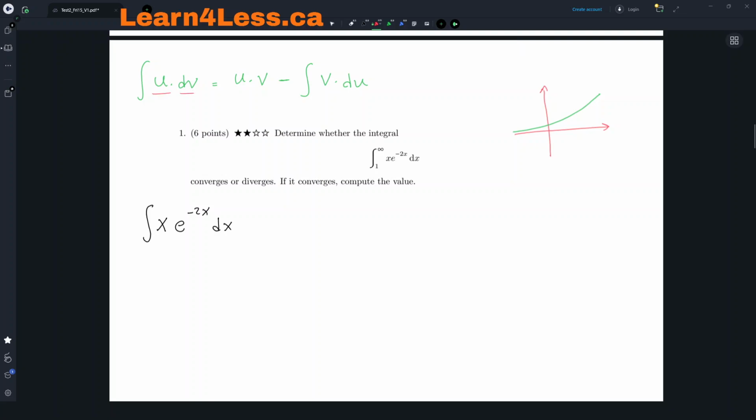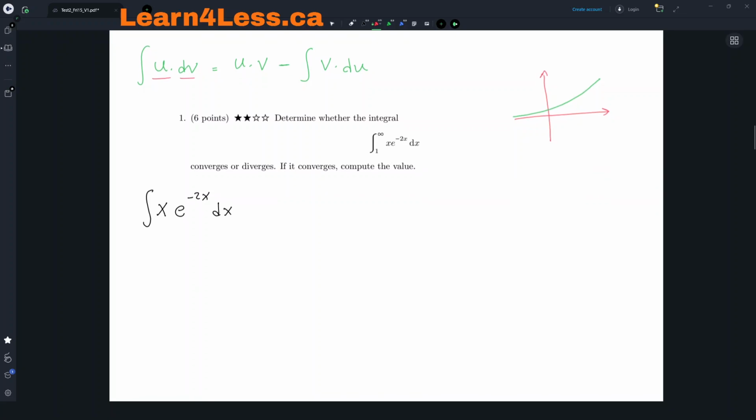So the first step would be deciding which part of this original integral is u and which part is dv. To decide that, if you have no clue where to start, I would go with this mnemonic, which is ILATE, easier to memorize. I stands for inverse trig functions, like arc sine, arc cosine, arc tan. L stands for logarithmic function. A stands for algebraic function. T stands for trig functions. E stands for exponential functions.